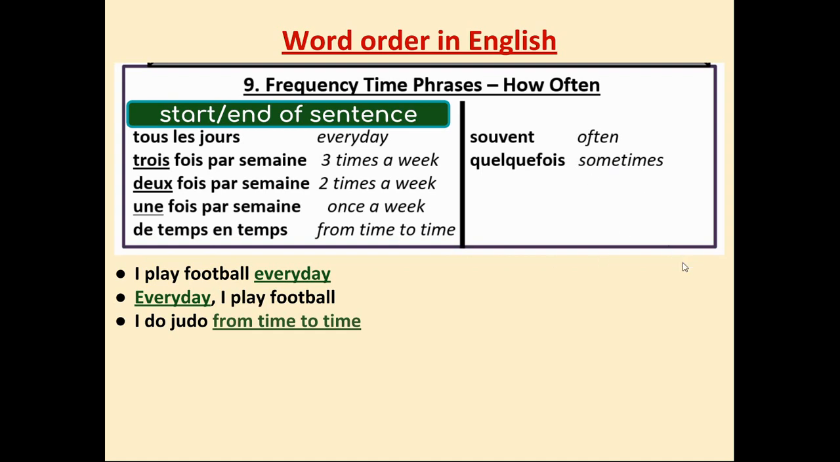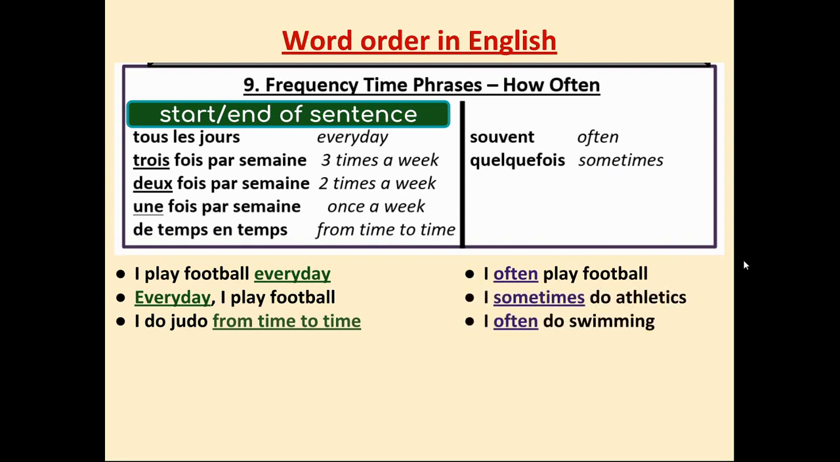So a sentence that uses often: I often play football. I sometimes do athletics. And I often do swimming. So let's see. Could we say that it goes at the start or at the end of a sentence? No. These ones are always in the same place. They're always after I, and I is the subject, and they're always in front of these words: play, do, and do. What kind of words are those? Are those adjectives, nouns, etc.? Have a think. They are verbs.